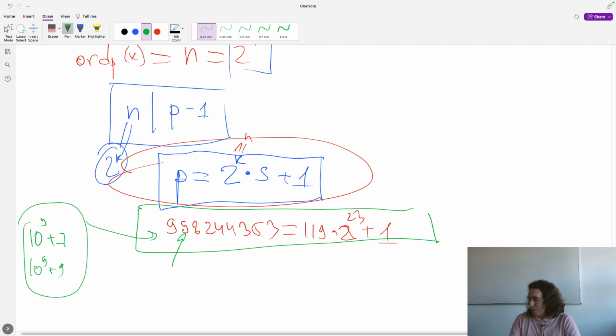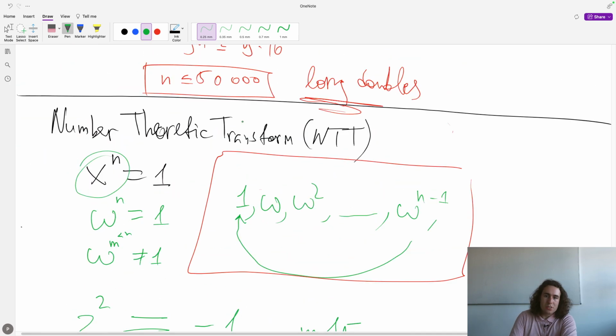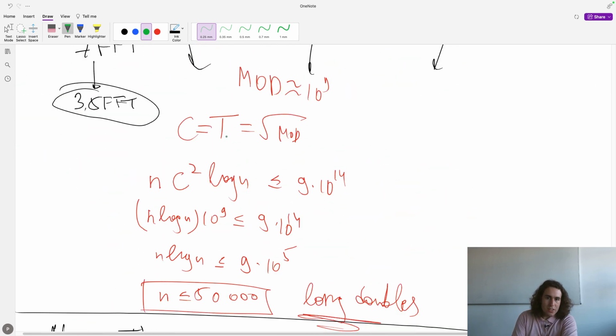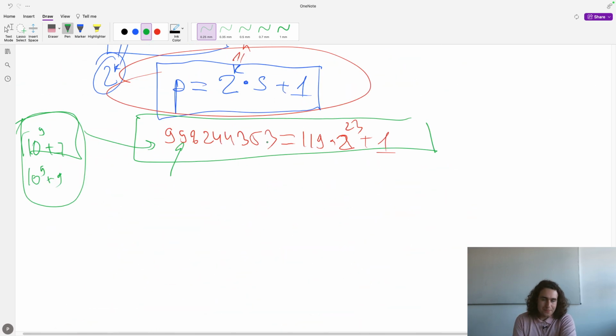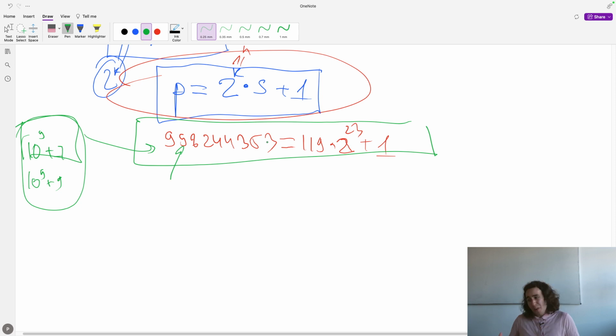And people had different opinions on what to do with that. One of the ideas was to just always use 10 to the 9 plus 7, and then we know that we can use FFT to calculate the product modulo any modulus. But the problem with that is that, as I said, you probably need a very optimized version of FFT for that to work fast.